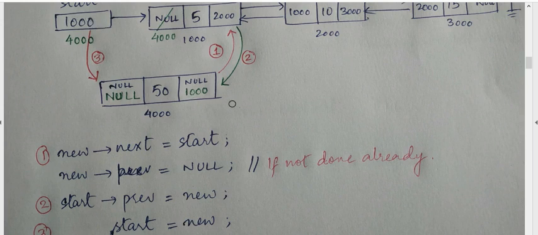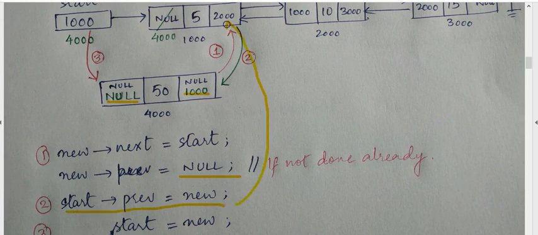So after this change we have 1000 in the next field of the new node. New to previous is null. This is going to be your first node or the start node, so you are going to set your back pointer or the previous pointer to null. If it's not done already, you do it. You can set both these pointers null when you actually allocate memory, or you can do it later. Now your start still has the value 1000.